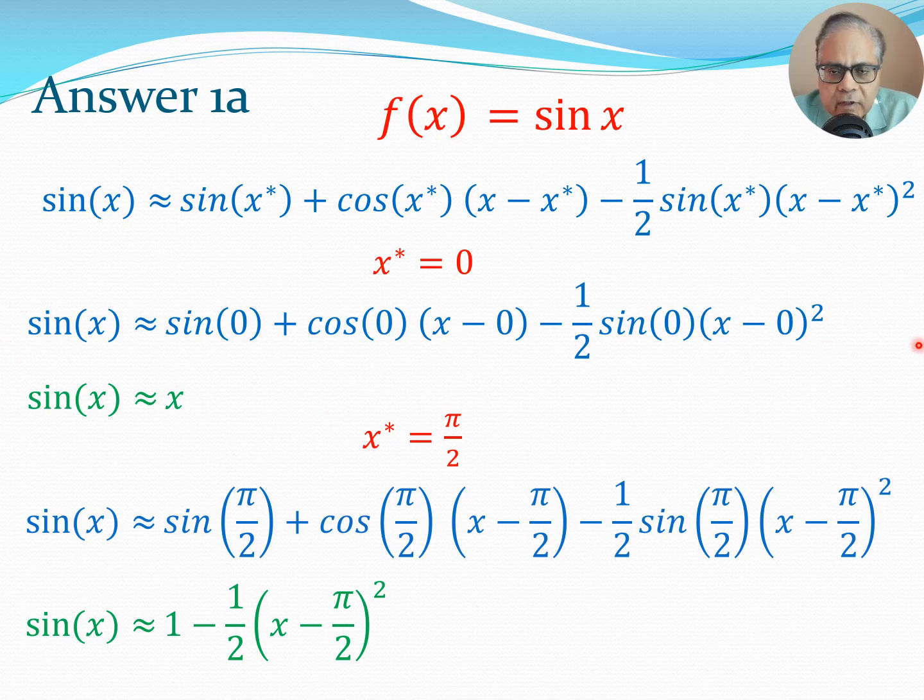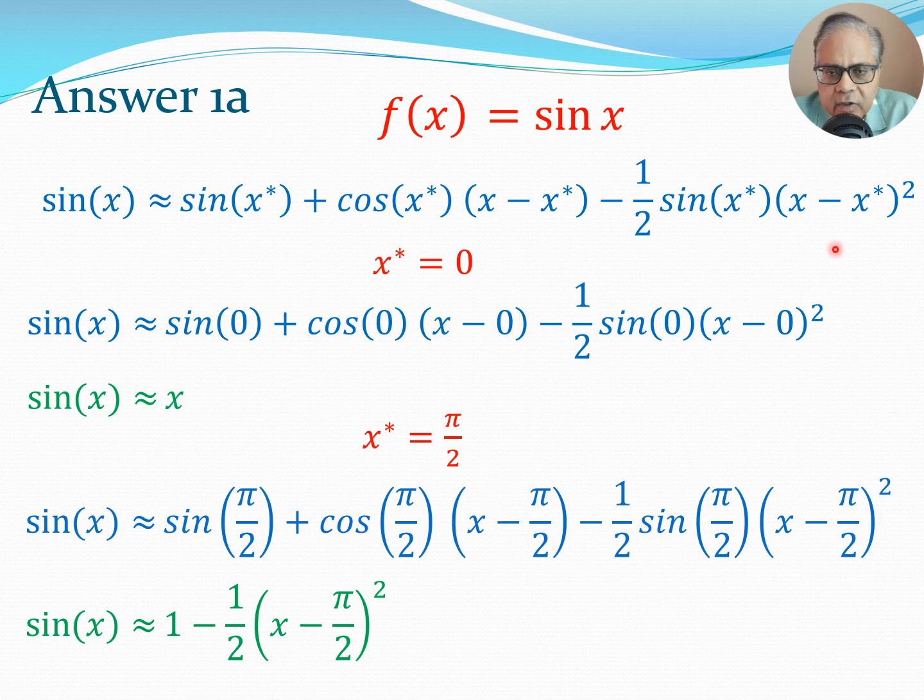Now, of course, if you kept even more terms here, the third derivative and so on, you could get a longer Taylor series for this function. But this particular expansion is valid near x star is 0, and this is often used when we look at small angle approximation, for example. Now let's just consider the second case, that is x star is pi by 2.